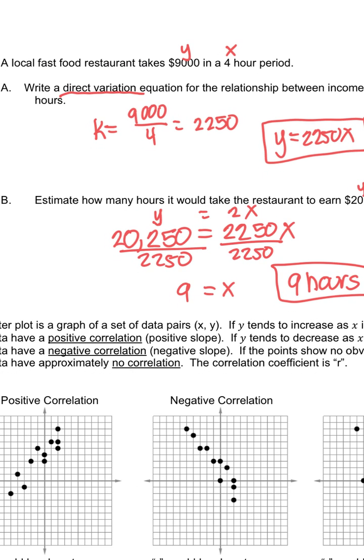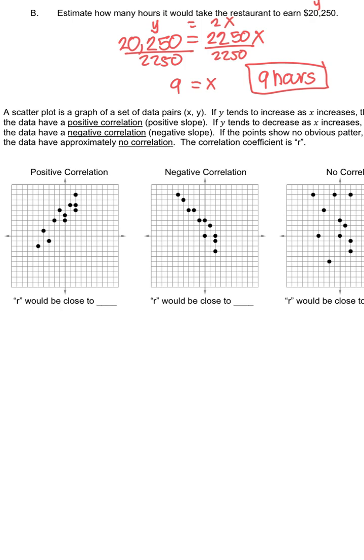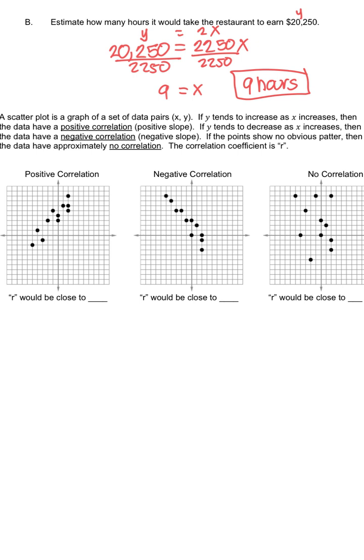So for this next part right here, it's a scatter plot. A scatter plot is a graph of a set of data pairs, x, y. If y tends to increase as x increases, then the data have a positive correlation, a positive slope. So let's just finish reading. If y tends to decrease as x increases, then the data have a negative correlation, a negative slope. If the points show no obvious pattern, then the data have approximately no correlation. The correlation coefficient is r.